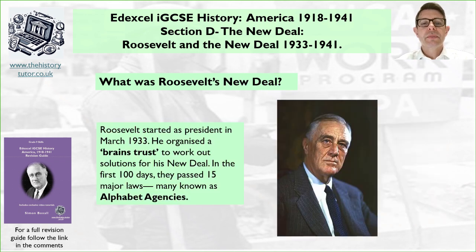So Roosevelt started as president in March 1933. He organised what's called the Brains Trust to work out solutions for this New Deal of his. In the first 100 days, they passed 15 major laws, many of which became known as the alphabet agencies.